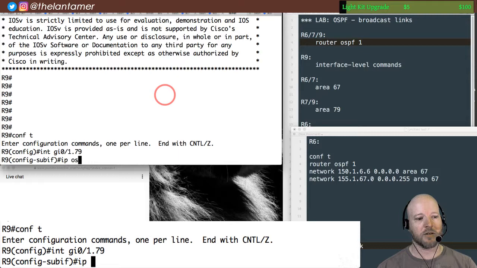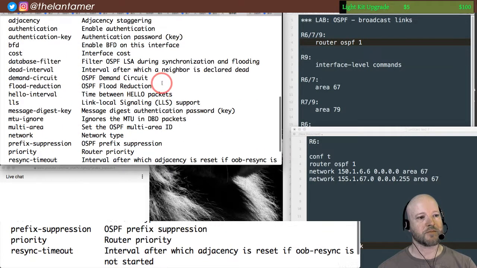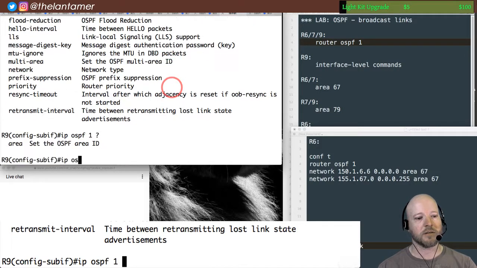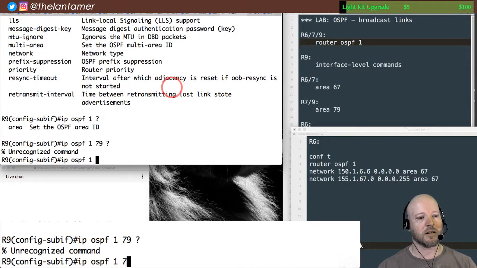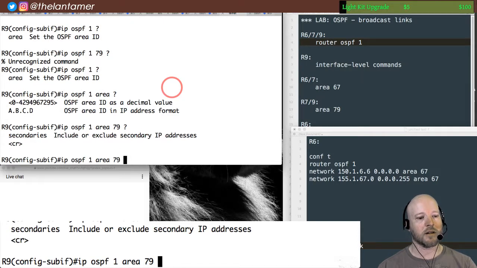And if we do IP OSPF, okay, so process ID, yeah, that's what I was missing. So the process ID here is going to be 1 area, and this is going to be 79. Oh, I have to type the word area, 79. Okay. So this command will put this interface into area 79 for OSPF.